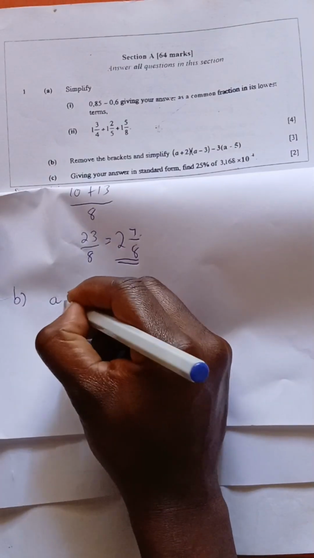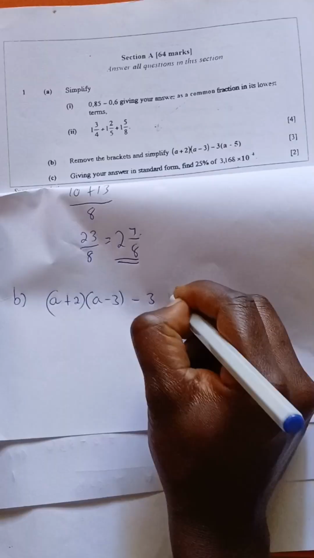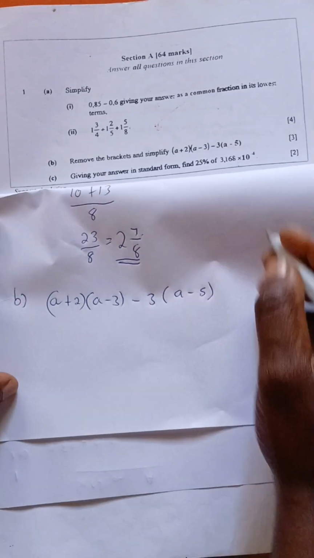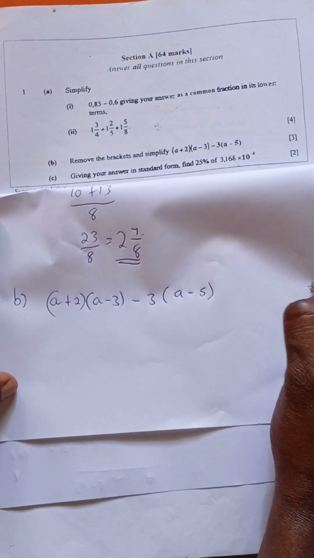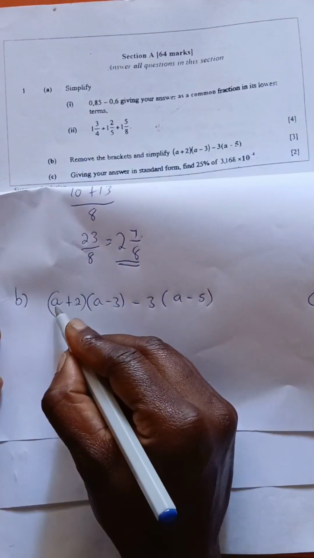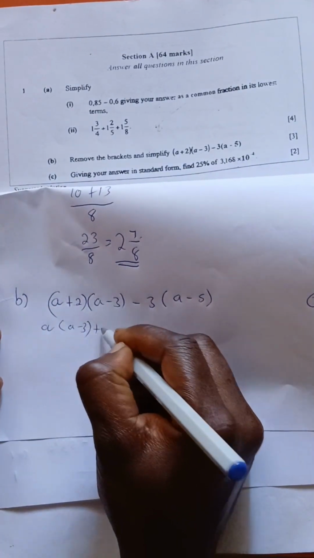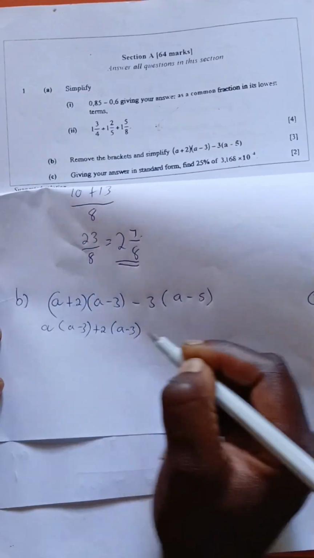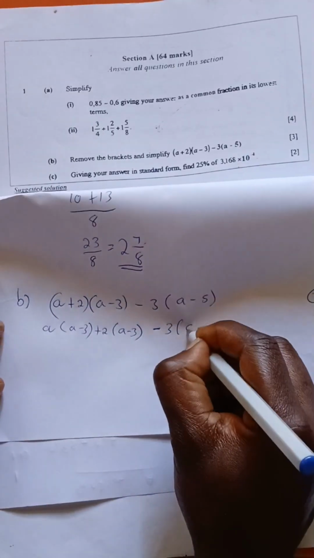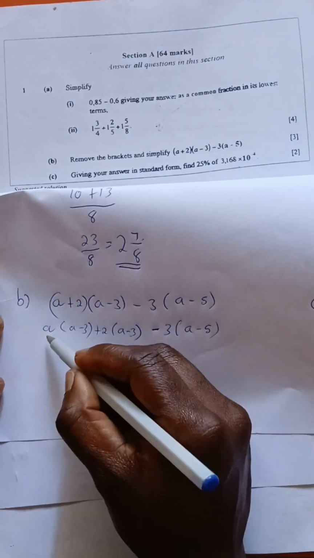where it is a plus 2, a minus 3, minus 3, bracket a minus 5. Right, so it has got what? 3 marks. Right, so let's expand this one. So a will multiply a minus 3, plus 2 will multiply a minus 3. So that's how we expand this one. Then we say minus 3 bracket a minus what?